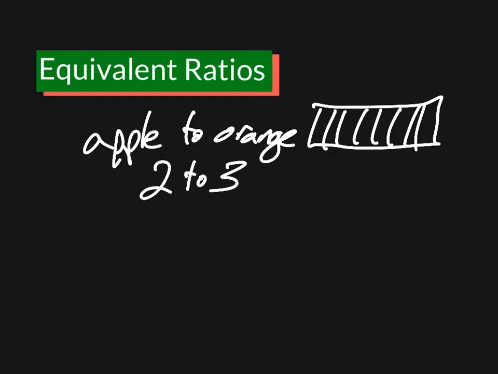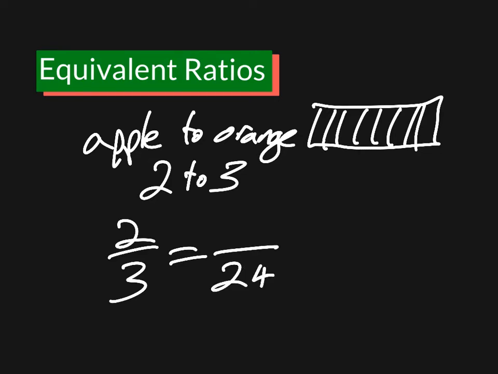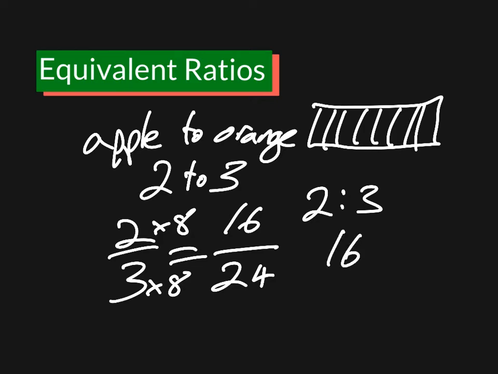Okay, so we know the ratio is 2 to 3. So we need to raise it so it'll be something over 24. Well, 3 goes into 24 8 times, and 2 times 8 is 16. Okay, so the ratio 2 to 3 is equivalent to 16 to 24.